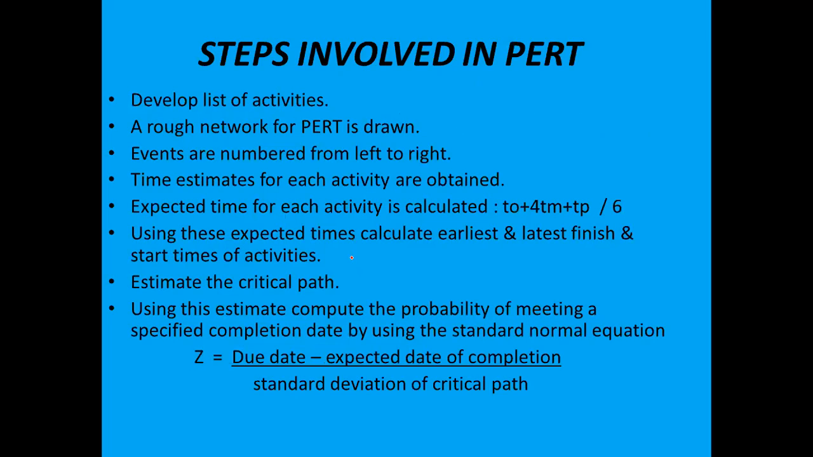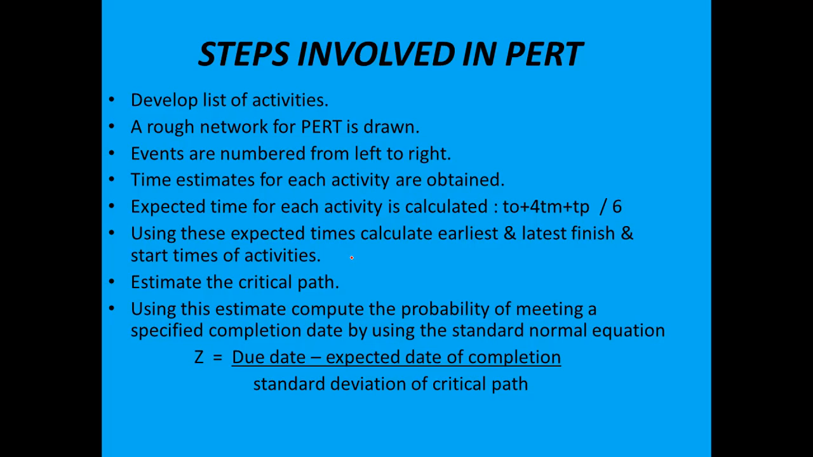Now, what are the steps involved in completion of a PERT project? First, develop the list of activities. A rough network PERT diagram should be drawn. Then events are numbered from left to right. So events you generally have to write down from left to right, that is A, B, C, D or 1, 2, 3, 4. Next, the time estimates for each activity are to be obtained. So you have to see the time estimates which are in the second column of the question box, right? Next, the expected time for each activity is calculated.